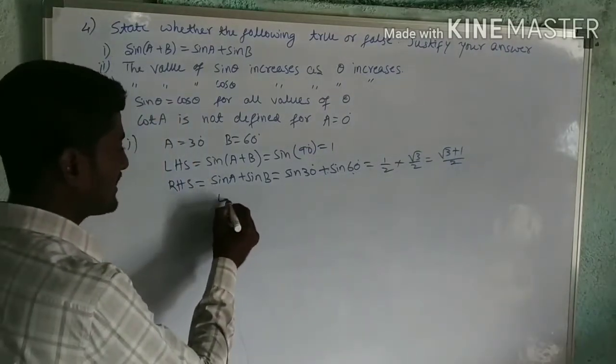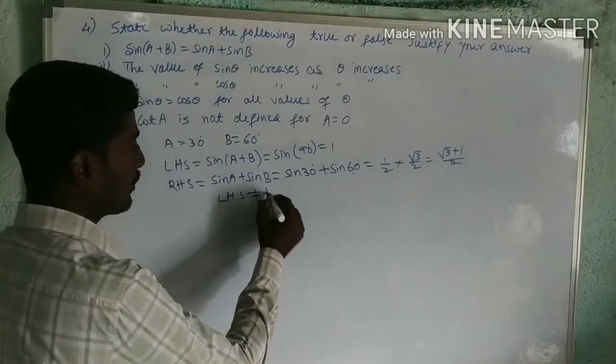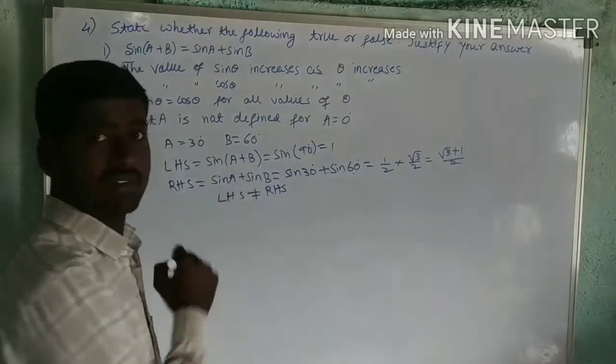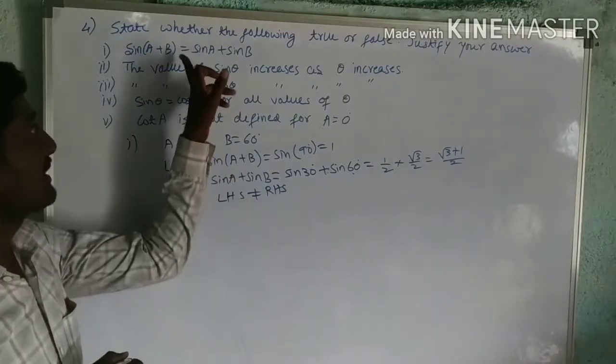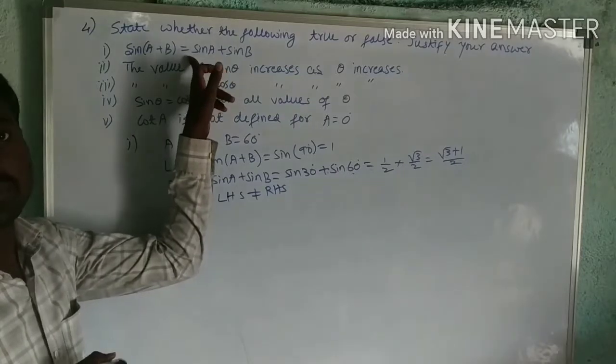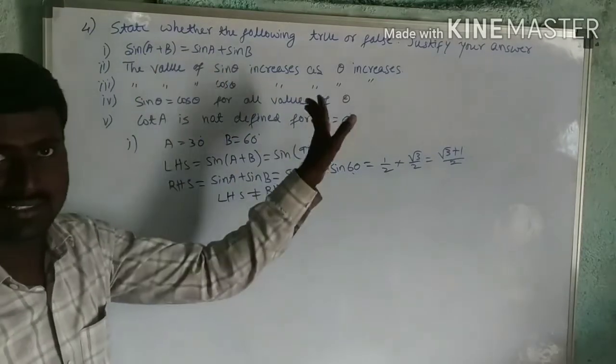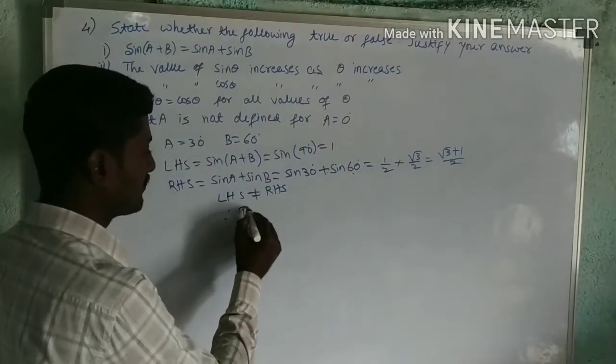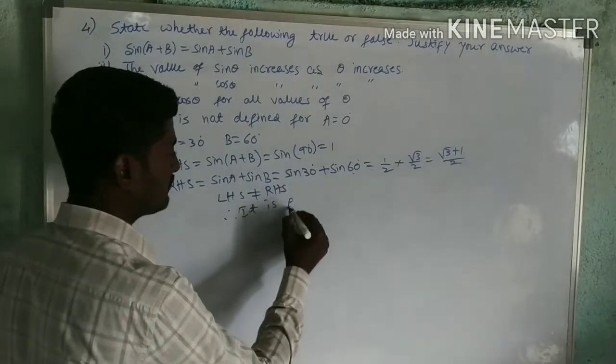Now LHS I am getting as 1 and RHS I am getting as root 3 plus 1 by 2. Here LHS is not equal to RHS. But what they said? They said that LHS and RHS are equal. Therefore it is false.